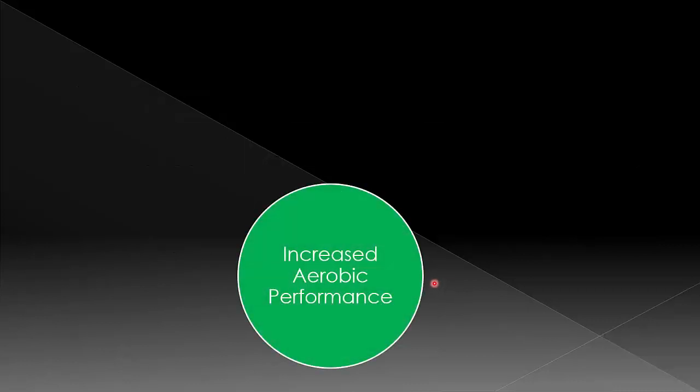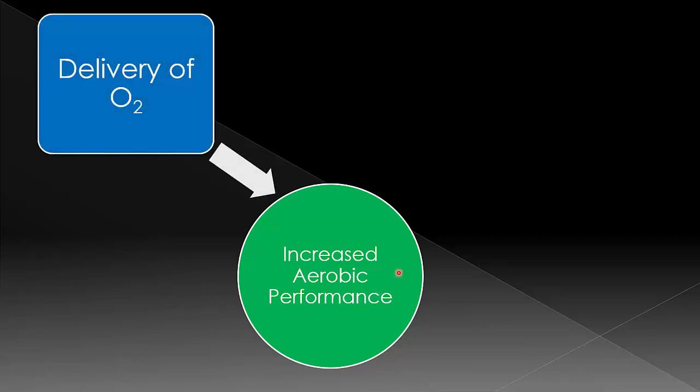So basically, when we look at the cardiovascular changes that occur with exercise training, we're looking at the final outcome of increasing aerobic performance. And this is basically going to be a culmination of our ability to deliver oxygen to skeletal muscle, and this is going to be a result of our pulmonary system.